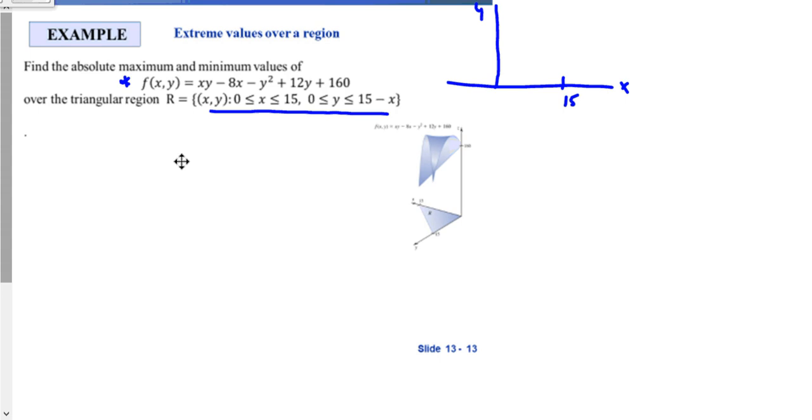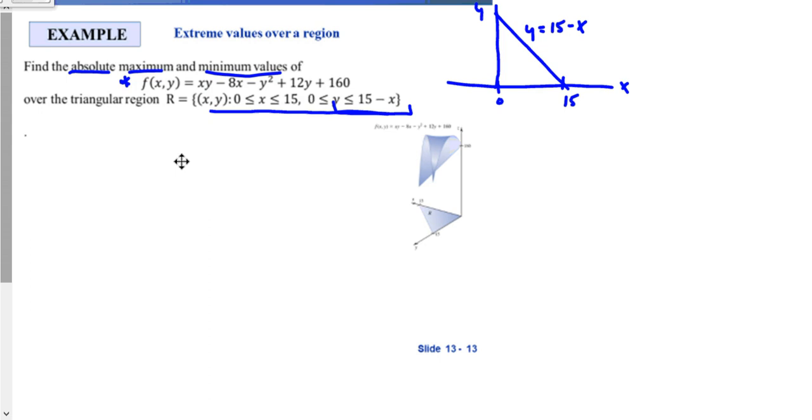So if you graph the line y equals 15 minus x, it's going to be that line. And this is the x-axis, where x is 0. So if we're trying to find absolute max and mins, the first thing we do is we look at critical points. Then you find points on the boundary where they're going to have the highest and lowest values for the function f, and then you check all those points, the critical points and any of the ones on the boundary, and see which one gives you the largest f value. So we'll keep a running track of those as we find them.